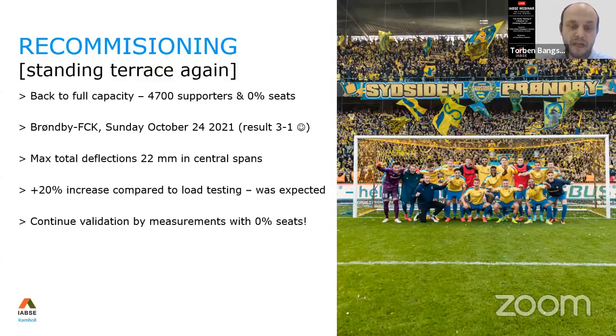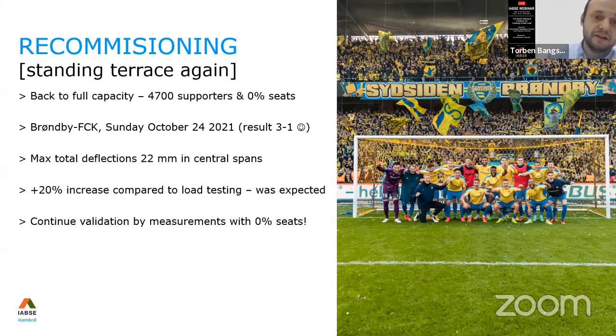I don't know if that's because there was support from the south side, but it was a good day at least for Brøndby. We measured 22 millimeters in the central span. So that was just 1 millimeter larger. It's difficult to say if we're going to see slightly larger numbers as we continue to monitor matches with 4,700 people, because it was not much larger compared to the cases where we had seats on. But at least it was in range and something we were very satisfied with.